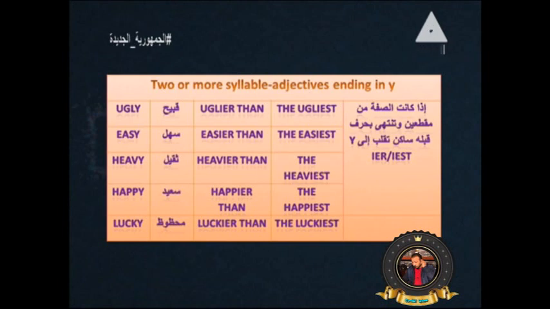The same thing with the superlative. Drop the y and add ist preceded by the word the, and this is how you can form the comparative and the superlative. طيب نيجي عند حتة مهمة.